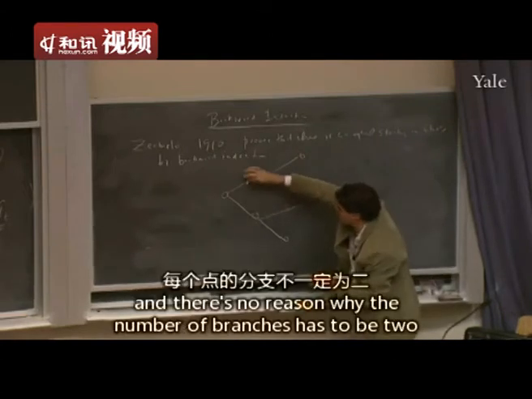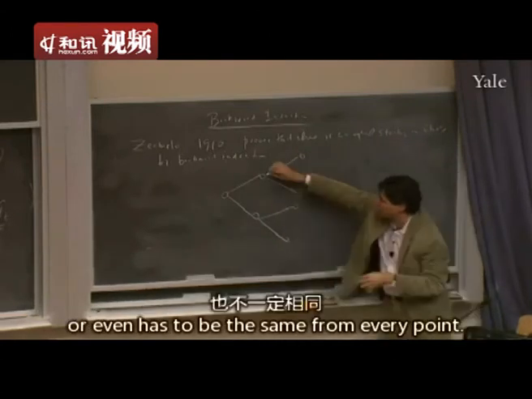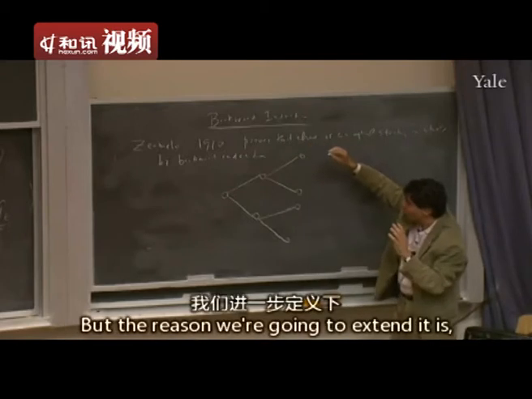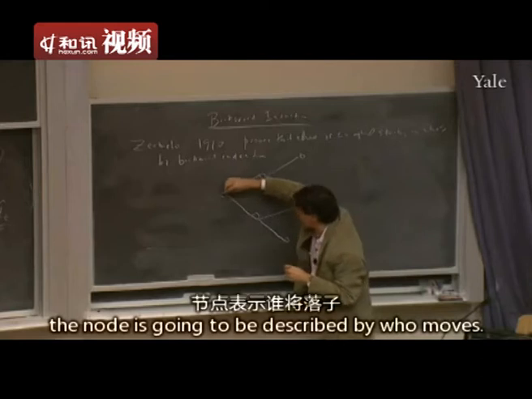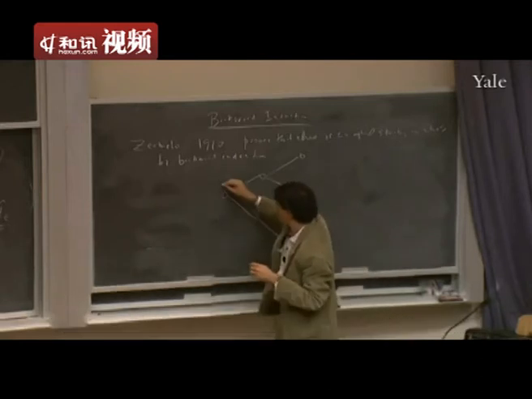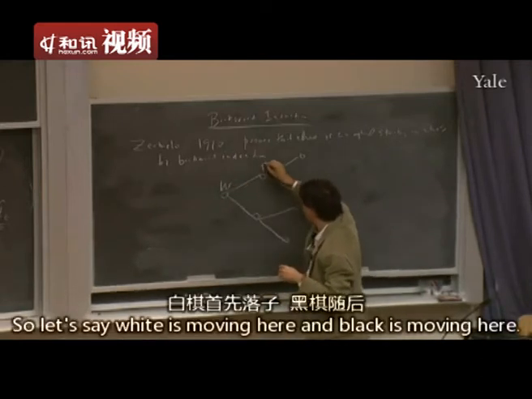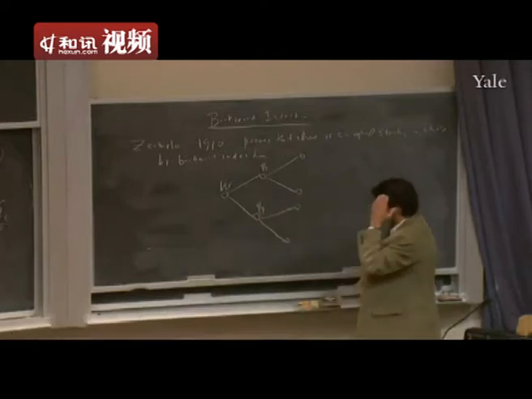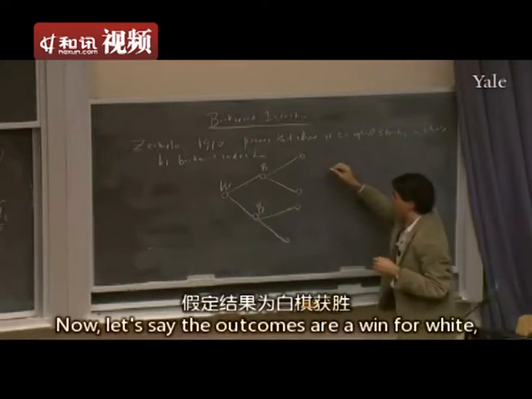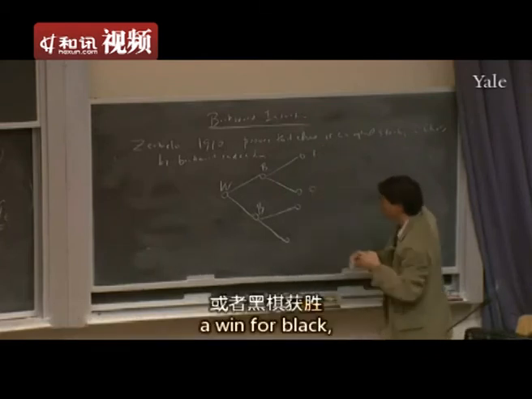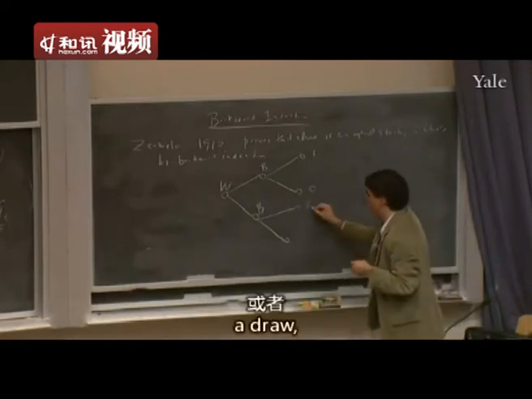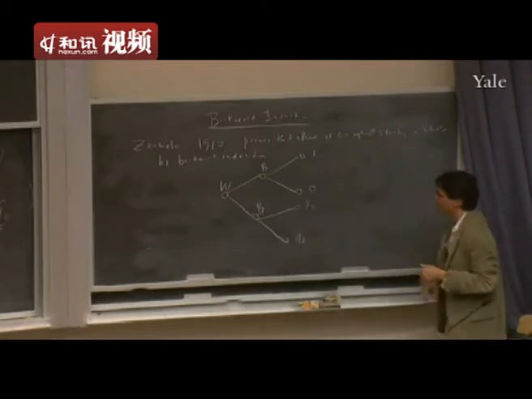And there's no reason why the number of branches has to be 2 or even has to be the same from every point. But the reason we're going to extend it is the node is going to describe who moves. So let's say white is moving here and black is moving here. Okay, now let's say the outcomes are a win for white, a win for black, a draw, or a draw.